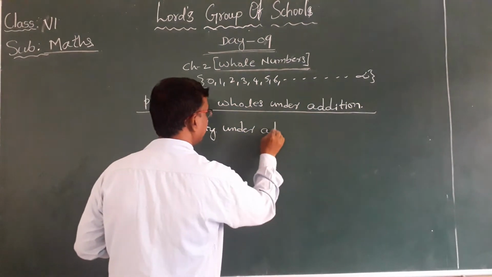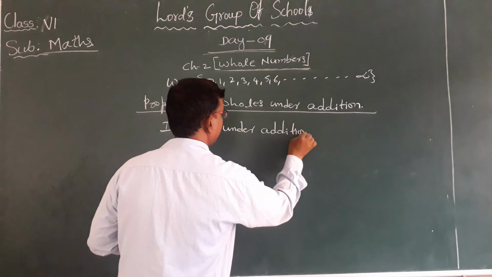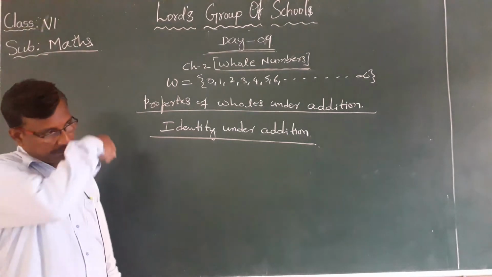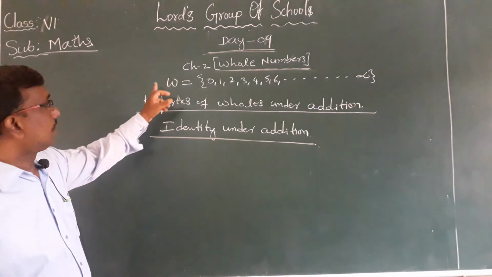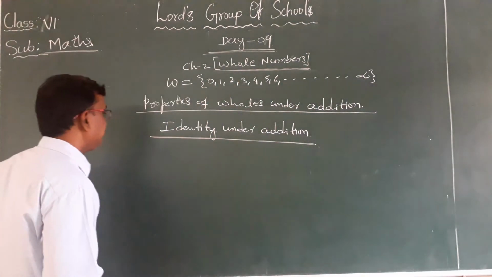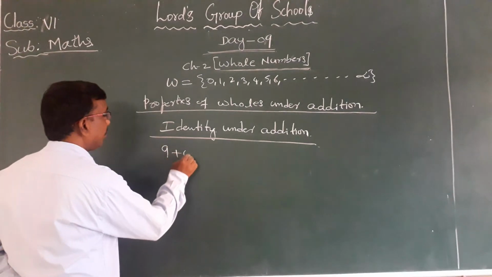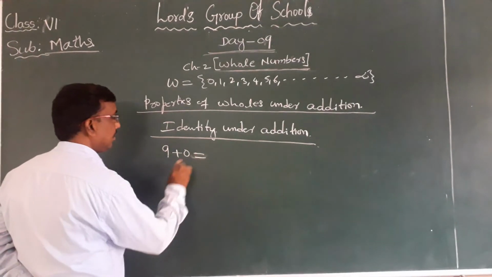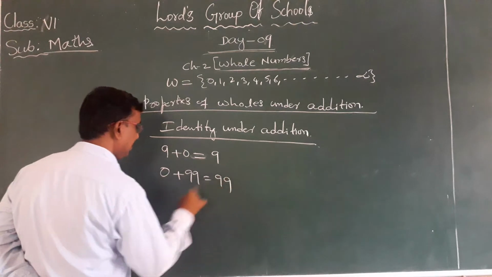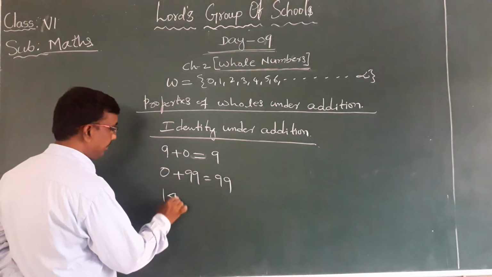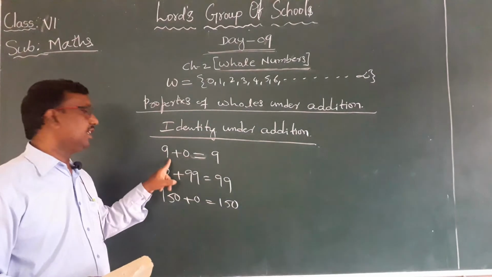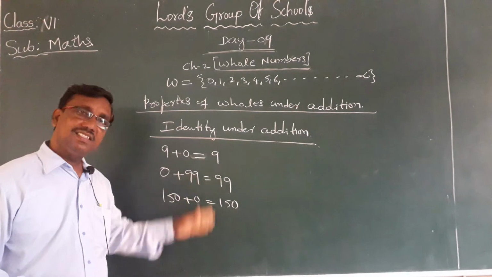Identity under addition. So the whole numbers will start from 0, 1, 2, 3, 4, 5, 6 and so on. In this case, 9 plus 0. What is 9 plus 0? 9. 0 plus 90, it is also 90. And 150 plus 0, it is 150. As we know, when you add 0 to any number, or any number to 0, we will get the same number.